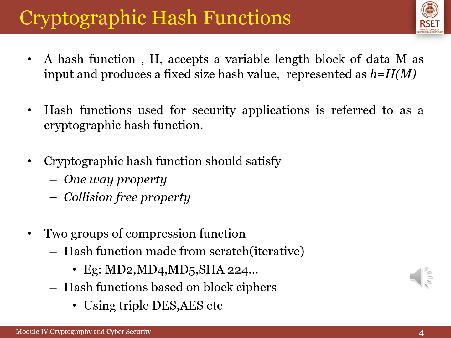There are two groups of compression functions. The compression functions are the heart of these hash functions. The first one is the hash functions made from scratch, and the second one is the hash functions made on block ciphers. And depending upon the type of compression function that is being used, we have different classifications of the hash functions, which is depicted in the slide.